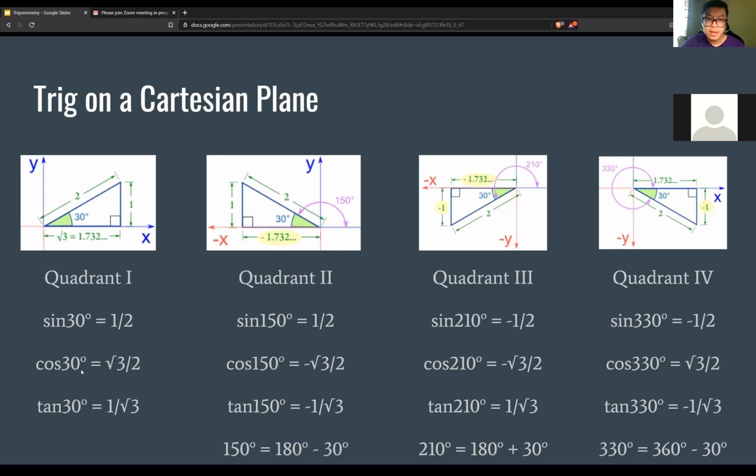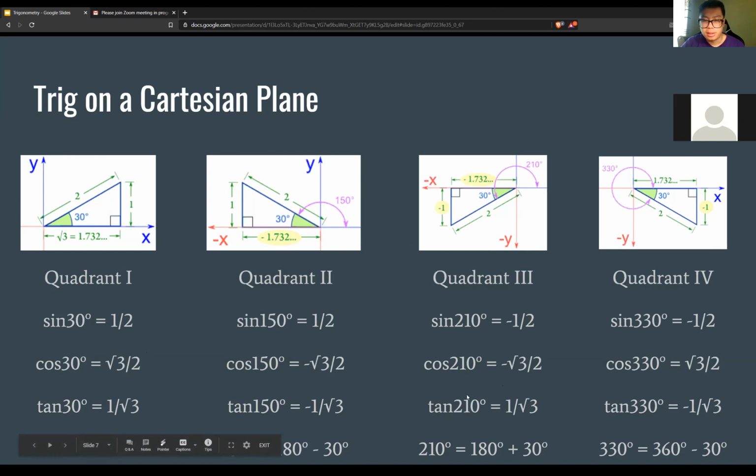Oh yeah, notice that when you line up the cosines and the sines of all of these angles, if you take the absolute value of all these values, they're going to end up with the same value. So you see they're all 1/2 for sine, square root 3 over 2 for cosine, and for tangent it's always 1 over square root 3.